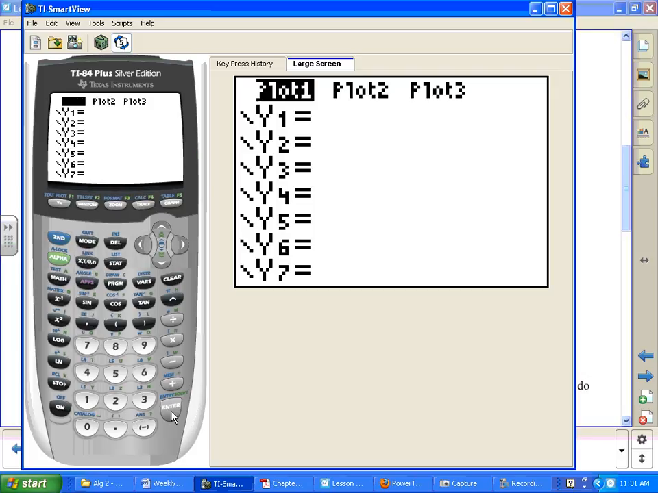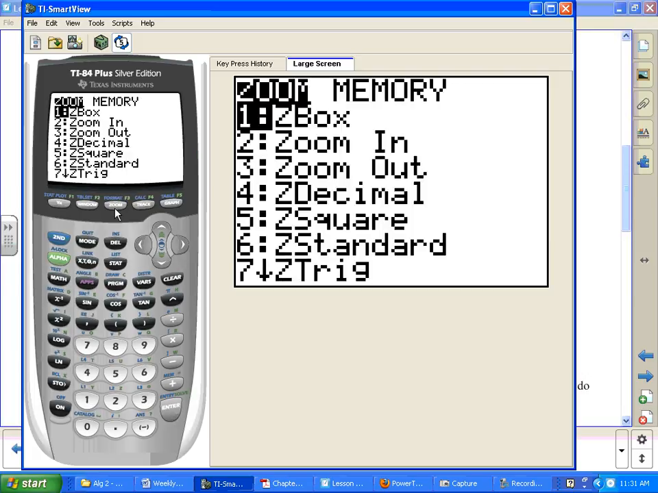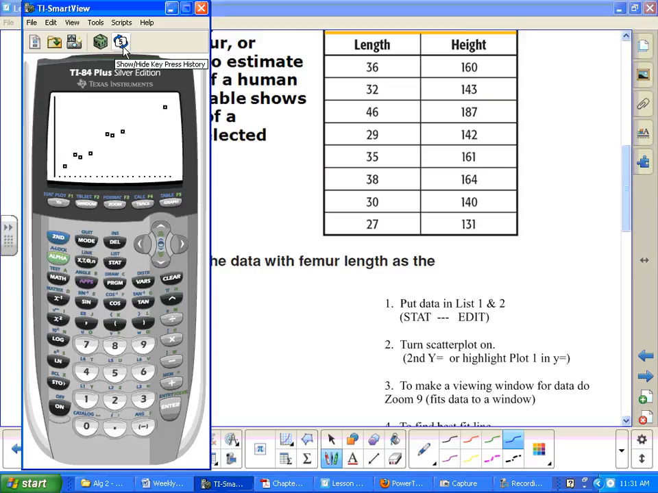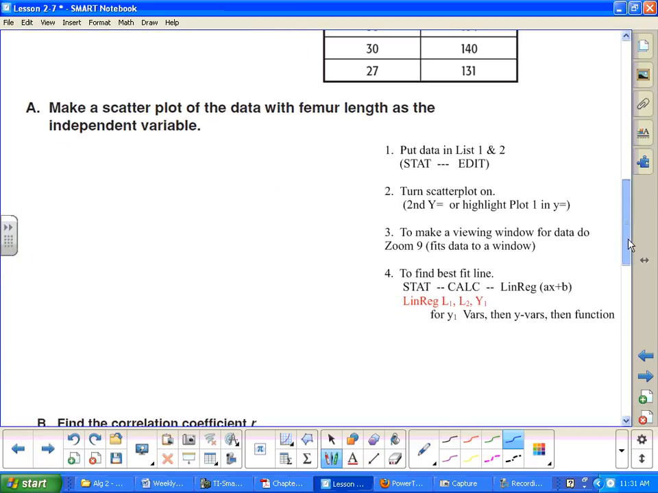Okay? All right, now, we want to make a graph of our scatter plot. So we're going to press zoom and then number 9 for a viewing window that'll be a fit for that data. So press zoom 9, and you can see that it actually makes a window for you that fits that data. Okay. So we put our data in our list by stat edit. We turned our plot on, and then zoom 9 fits a window to our data.